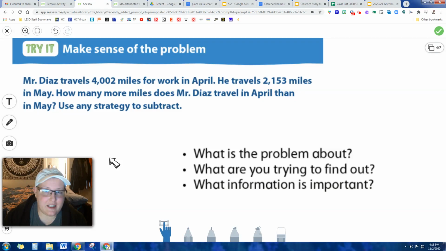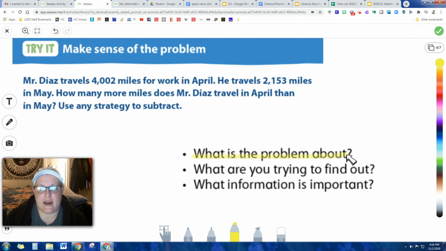We can't do anything with math until we understand what the problem is trying to ask us. So, before we begin any story problem, we must ask ourselves, what is the problem about? This problem, first I should probably read it.